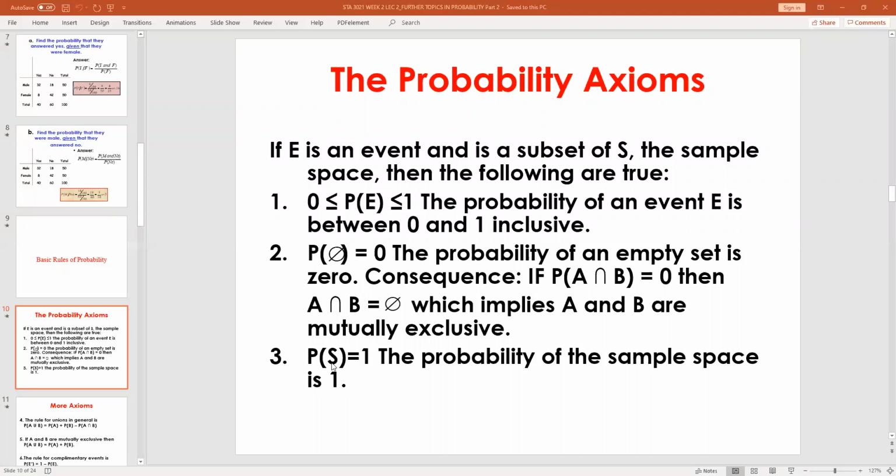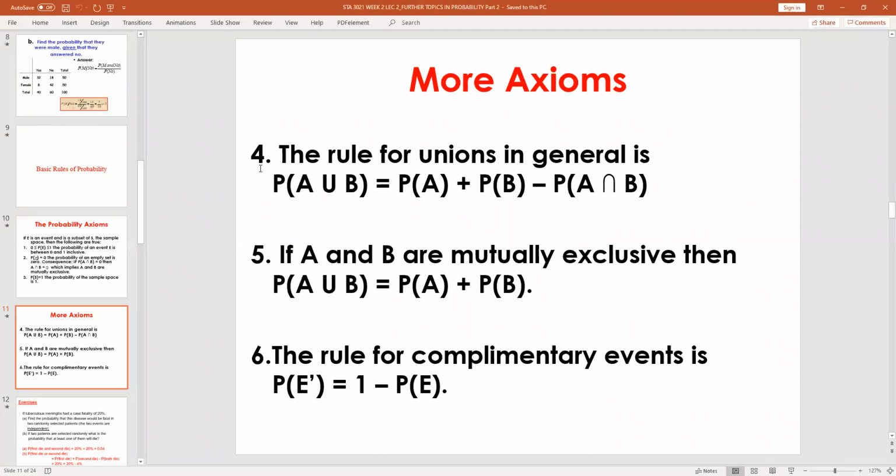Now the next thing that I'm going to talk about, we are still on the probability axioms, is number 4. And of course, you're going to use this number 4 in one of the assignments that I've given.